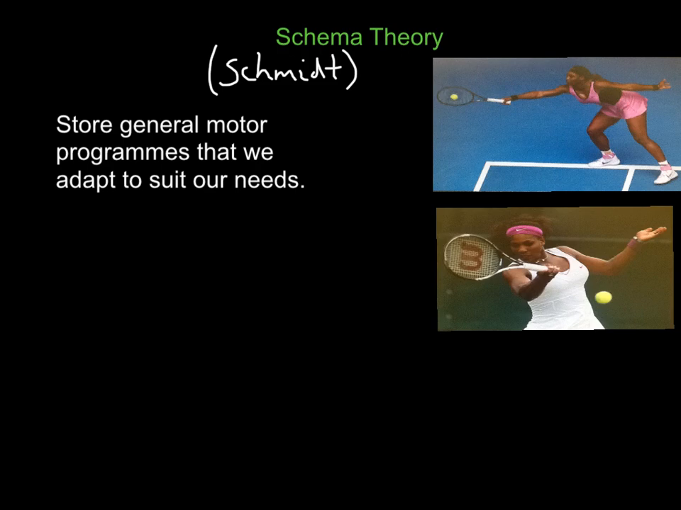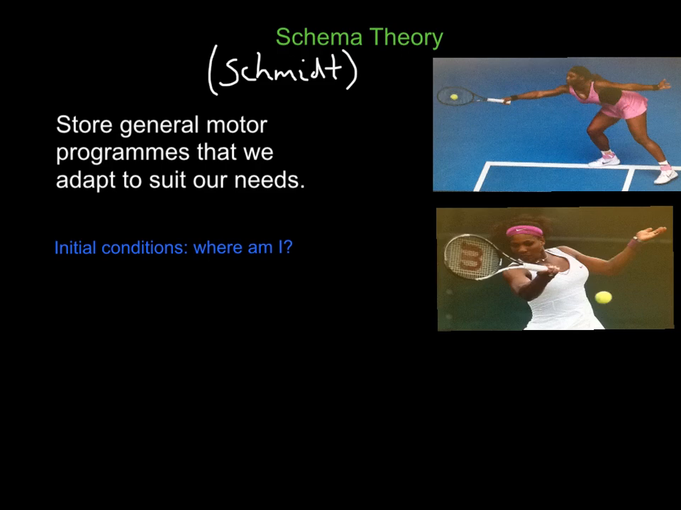What we're going to look at now are the four ways in which we essentially adapt the motor programs to meet our demands. Schmidt said the first stage of schema is known as initial conditions. Essentially, where am I? Where am I on court, on track, on pitch?